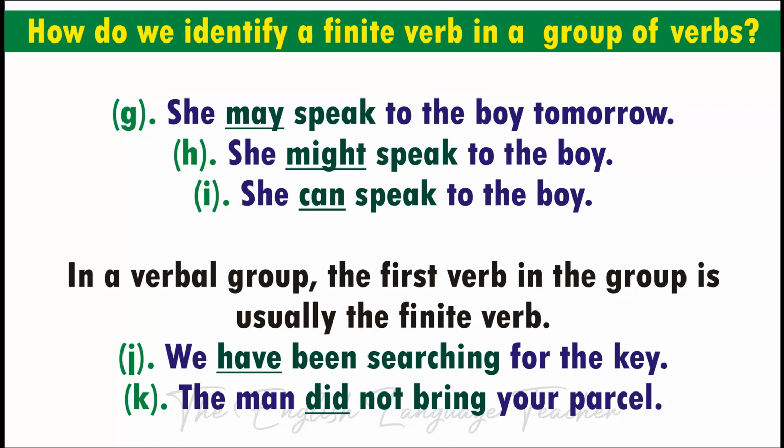Note, if we are to look at the two verbs together as one group, it is a finite verbal group. In a verbal group, the first verb in the group is usually the finite verb. Let's look at example J. We have been searching for the key. Have is the finite verb, while been and searching are non-finite.